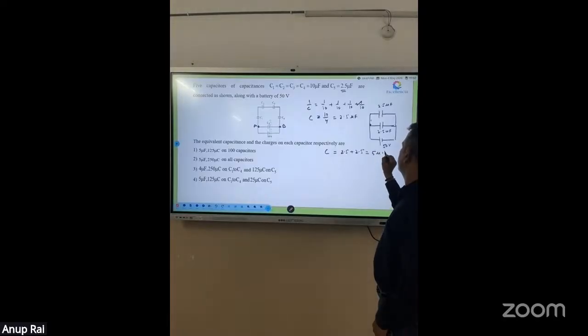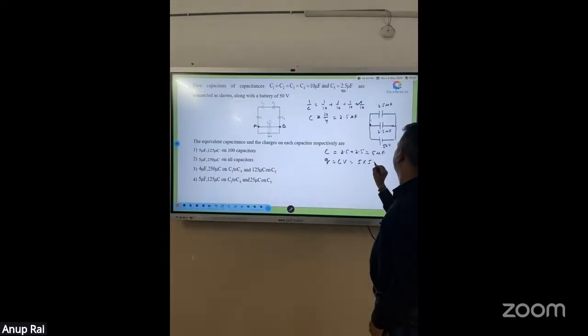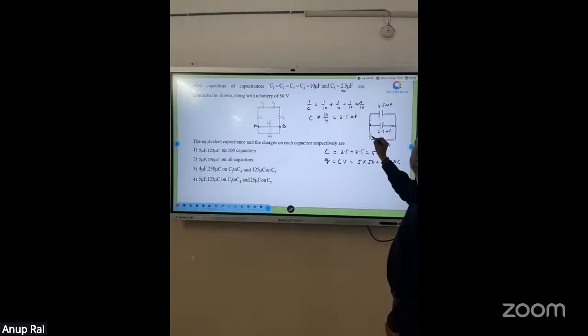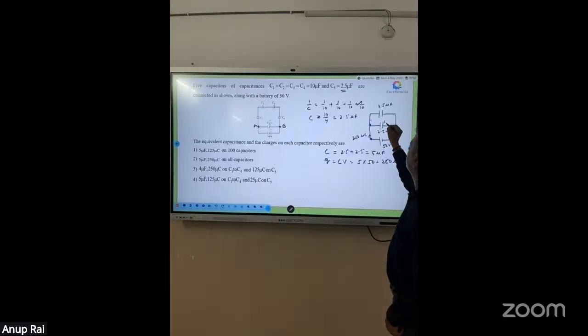which is 5 microfarad. And hence Q can be calculated as C into V, which will become 5 into 50, 250 microcoulomb. So total charge is coming to 250 microcoulomb. You can directly calculate the charges on each one because both are in parallel. So the potential difference across this is 50 volt, across that also 50 volts. So it will come to 125 microcoulomb here and 125 microcoulomb there.